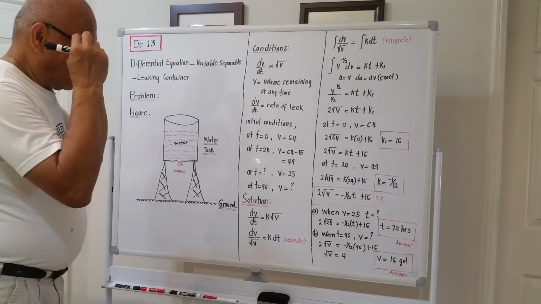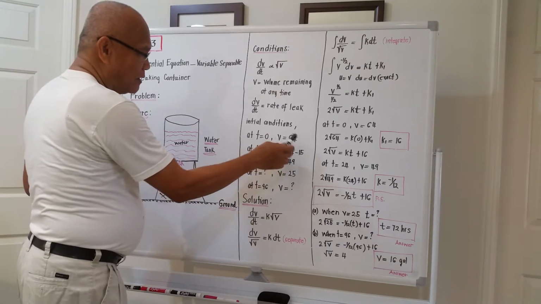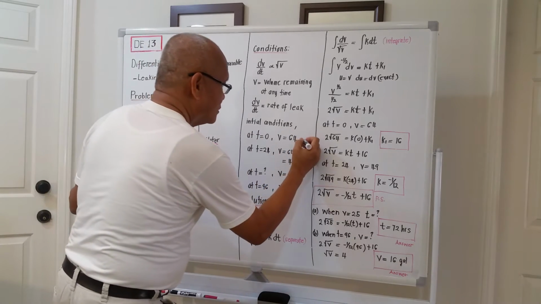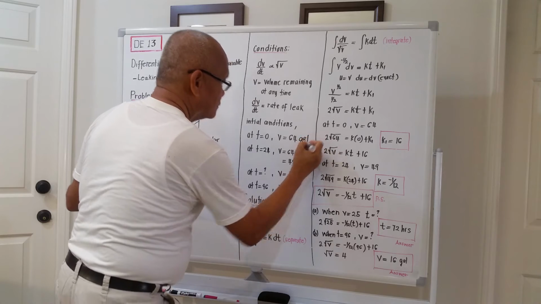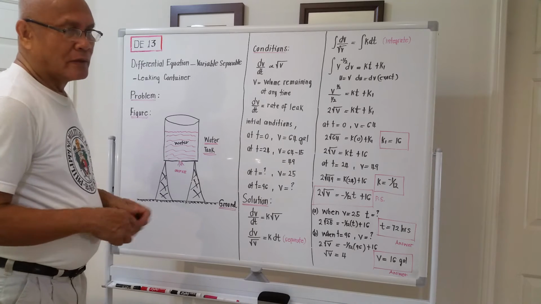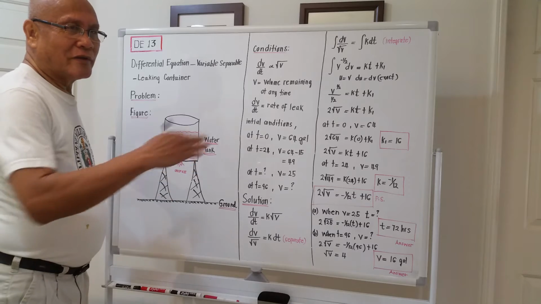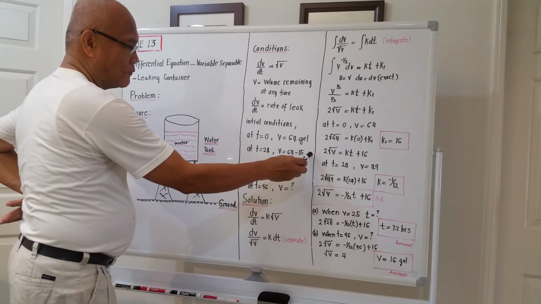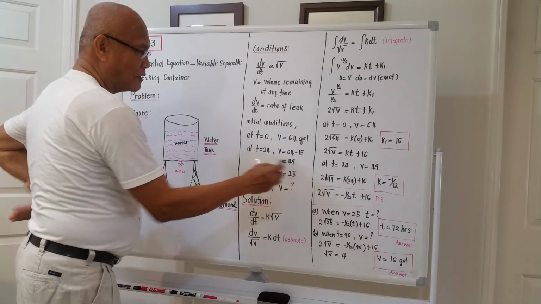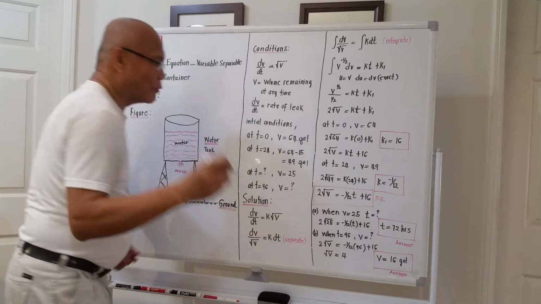So if we try to bring out the initial conditions, initially the contents of the water tank is 64 gallons. After 24 hours, 15 gallons leak out. So what remains inside will be 64 minus 15. After 24 hours, what remains inside is 49 gallons. Okay, we got the first question.